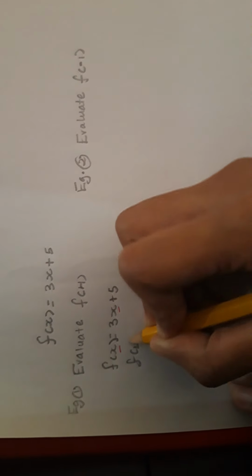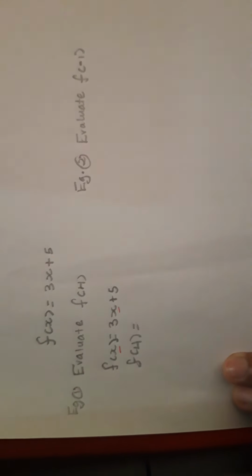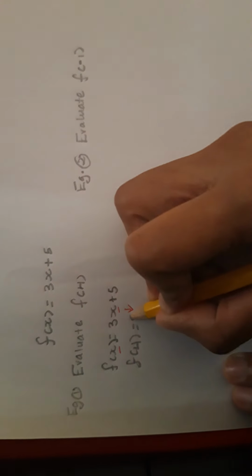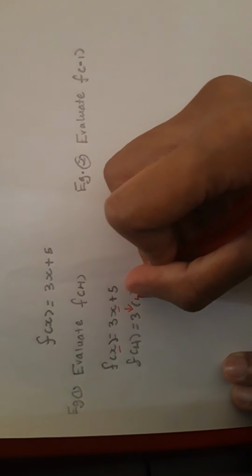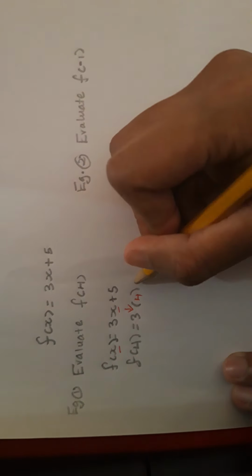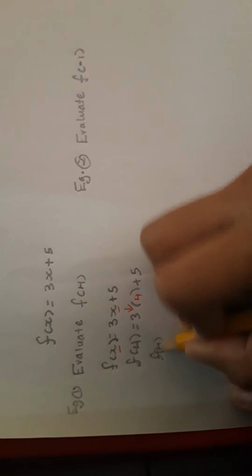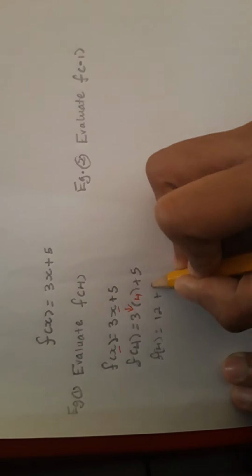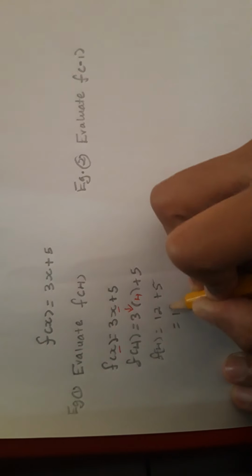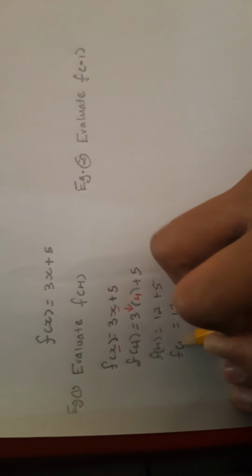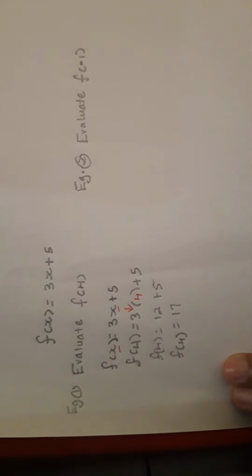So f of 4 is equal to 3x, that's 3 by x, so that's 3 by 4 plus 5. So 3 4s are 12. 12 plus 5 is equal to 17. So f of 4 works out to be 17. When 4 was placed in the f of x function, 17 was obtained.